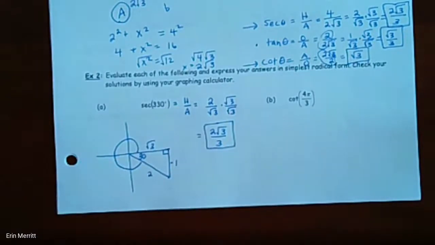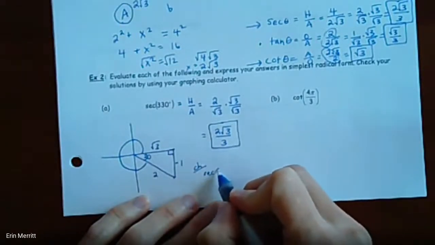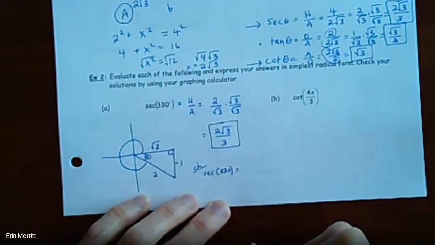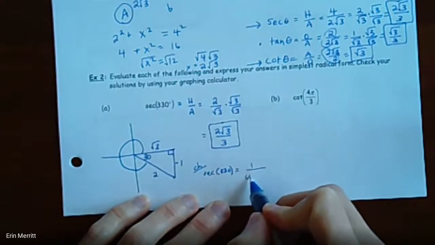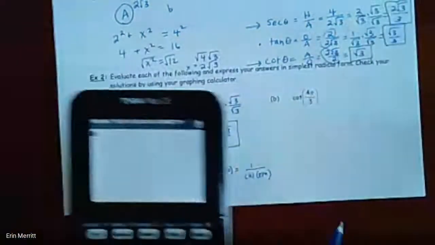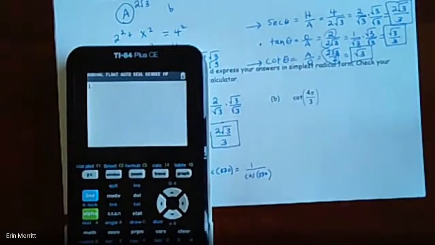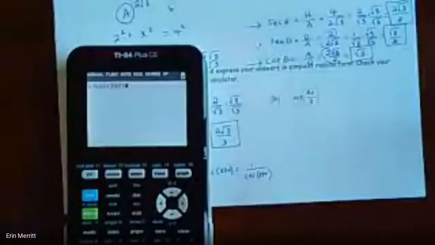Now, when it says to check on the calculator, what you'd have to remind yourself of is that the secant of 330 is the reciprocal of cosine. It's 1 over cosine of 330. On your calculator, there are no secant, cosecant, and cotangent buttons. There's only the basic 3. So to be able to do this, on your calculator, you would need to type in 1 divided by cosine of 330. Of course, make sure you're in degree mode, and I get 1.15 and so on.